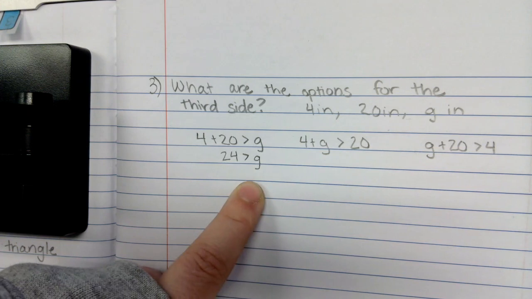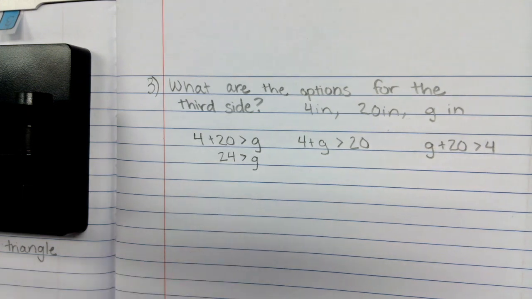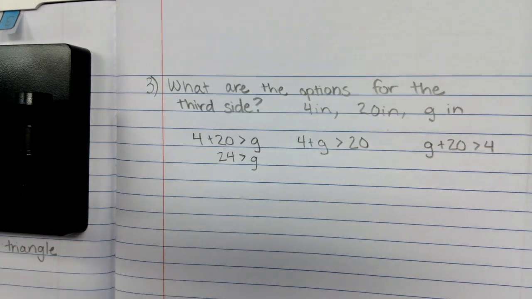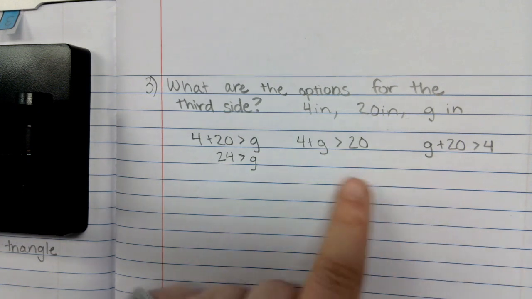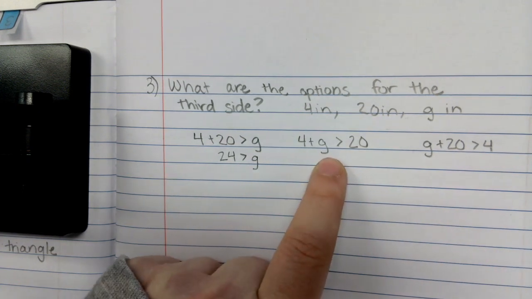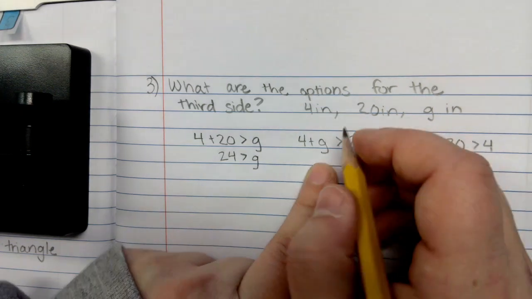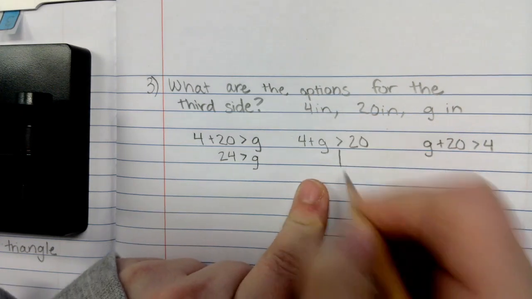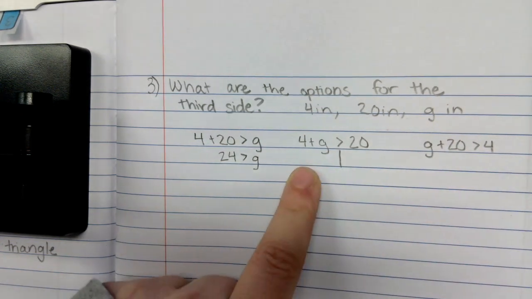And this one here, to find our boundary for G, we're going to solve. So I have to undo that adding 4. And how do we undo adding 4? Minus 4. If we do it on one side, do it to the other side. So G would have to be greater than 16.